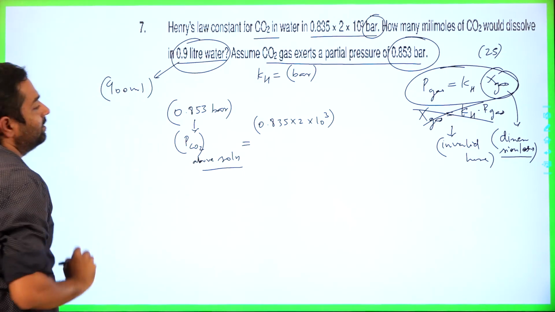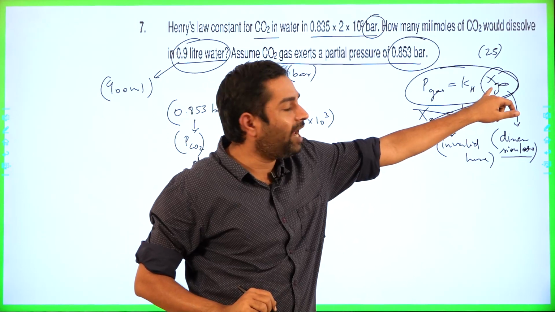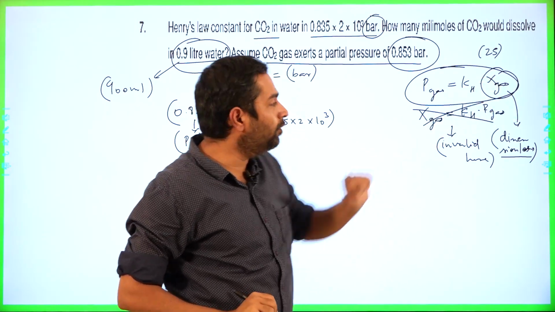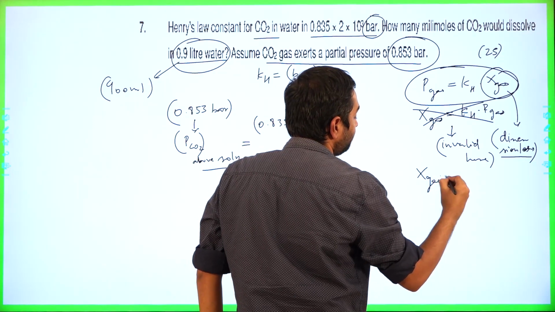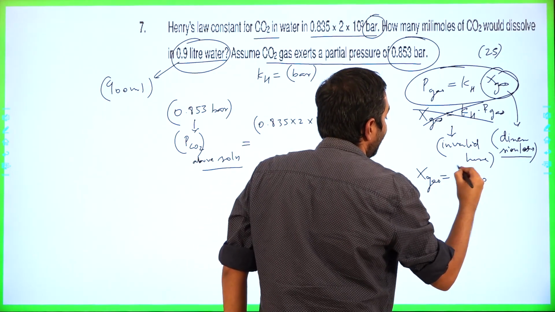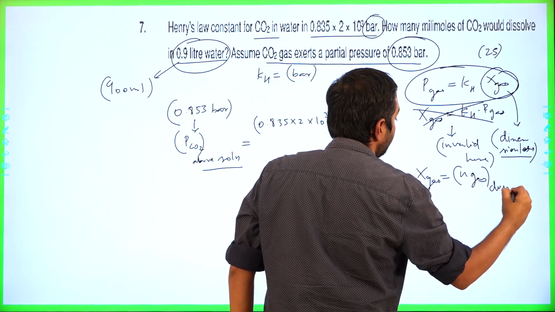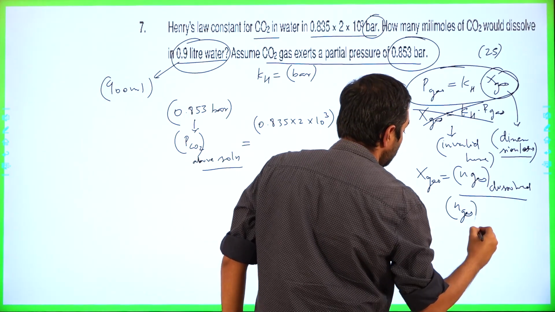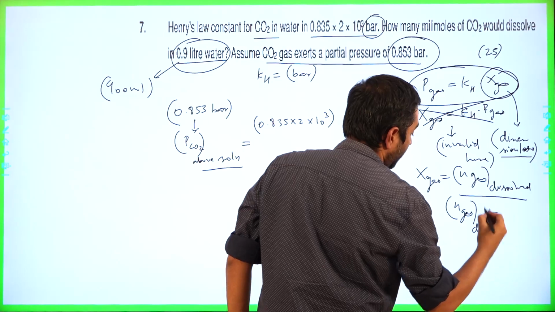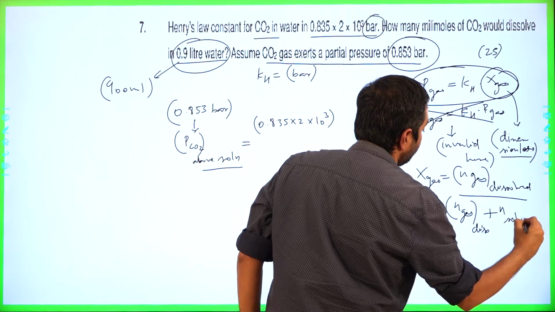Now in this case here, we are having mole fraction of gas. This mole fraction of gas is basically going to be nothing but number of moles of gas dissolved divided by N of gas dissolved plus number of moles of solvent.